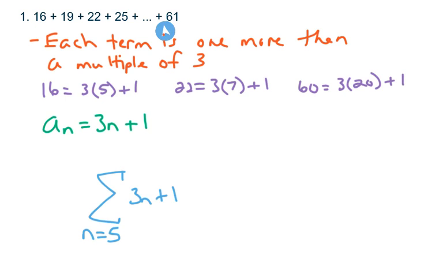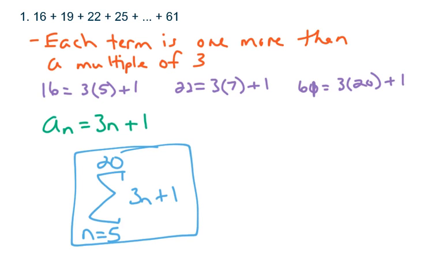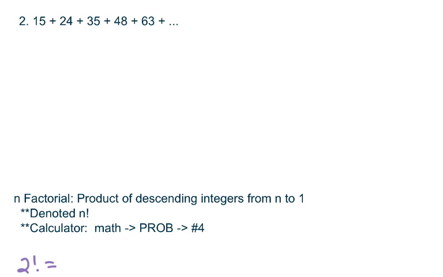And if we go all the way up to 61, like we did here, whoops, this should have been 61, I apologize. 61 is 3 times 20 plus 1. So the last term in our series is actually the 20th term in the partial series that we're looking at. So the number that goes on top of the sigma is going to be 20. And this right here is your final answer: the sum from n equals 5 to 20 of 3n plus 1. And that's your answer if we're writing it in sigma notation. Whoops, let's try another one here.